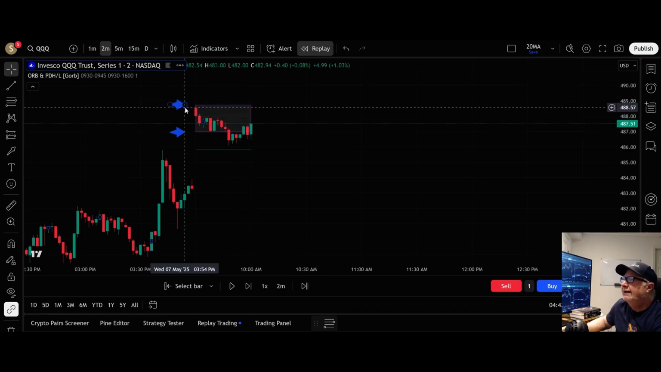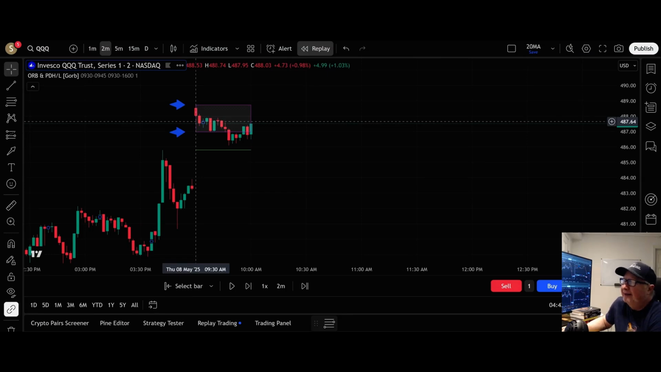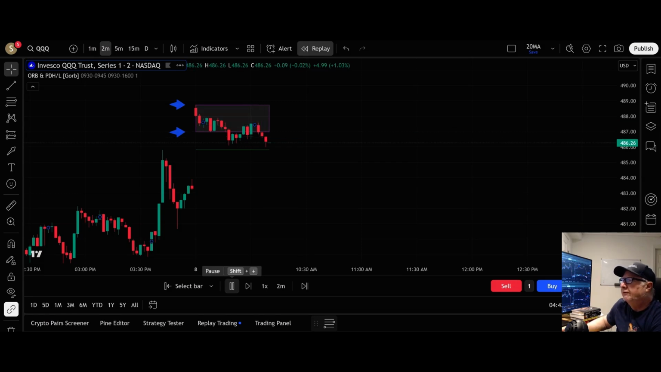First, I should note that the stop for the trade should be the high. So the stop in this case is the 488.74, so giving it like $1.79. I'm going to hit play and tell you what I was talking about with the support level.